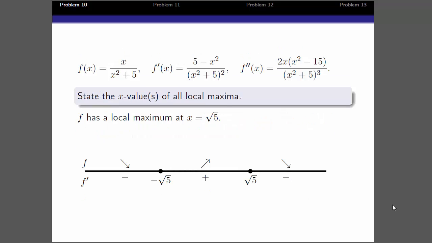Okay, for the local maximum values, we've already done the work for the test. We can just immediately say the local maximum value occurs at x equals square root of 5. And I asked for the x value, not the output value, which is what the maximum actually is. And for local minimum, we can read that straight from this test as well. So x equals negative root 5.